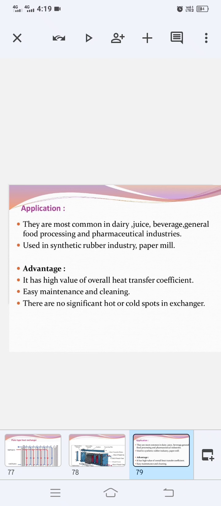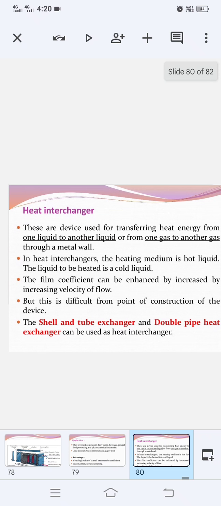Now, what are the applications of this? First, they are most common in the dairy, juice, beverage, general food processing and pharmaceutical industries. Also used in the synthetic rubber industry or paper mills. What are the various advantages? It has a high value of overall heat transfer coefficient, easy to maintain and easy to clean. There are no significant hot or cold spots in the exchangers.